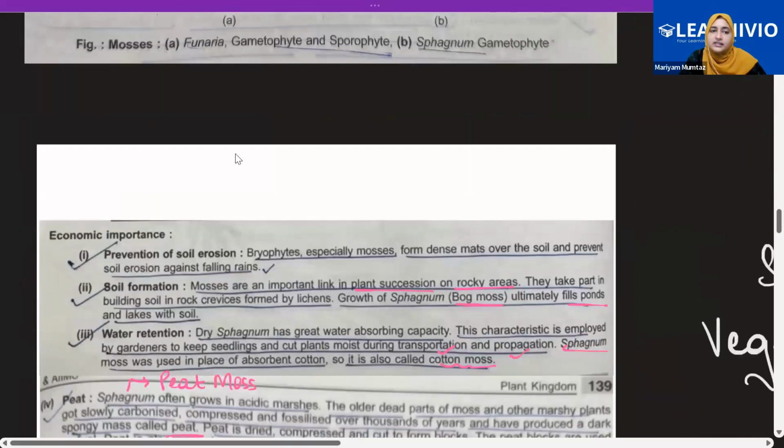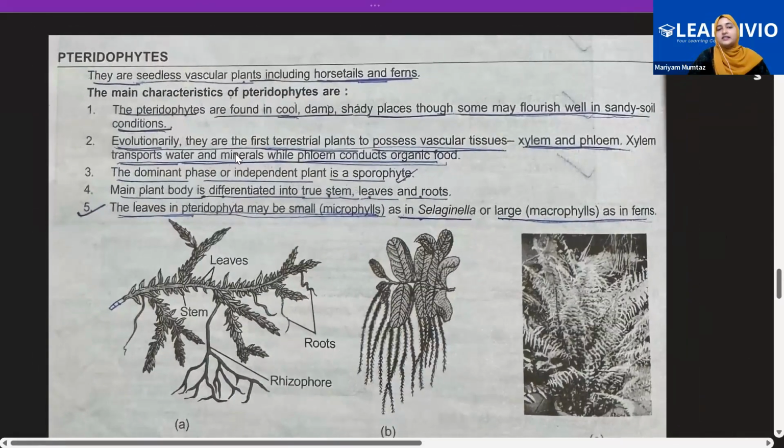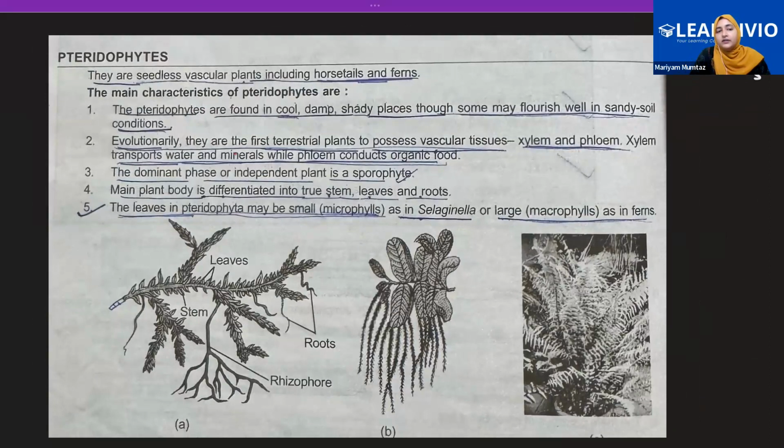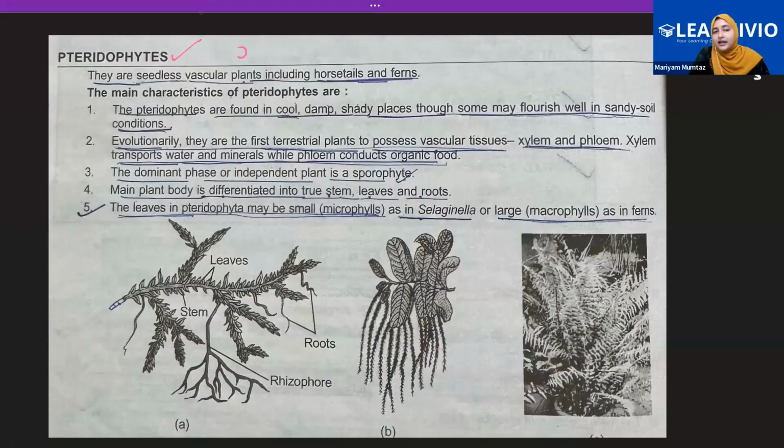Let us discuss the next particular division of the plant kingdom, and that is pteridophytes. Now, pteridophytes are those organisms that are vascular in nature. Vascular meaning xylem and phloem are going to be present. So they are called vascular plants, and they are seedless. Even though they are one step towards evolution, they do not produce seeds.